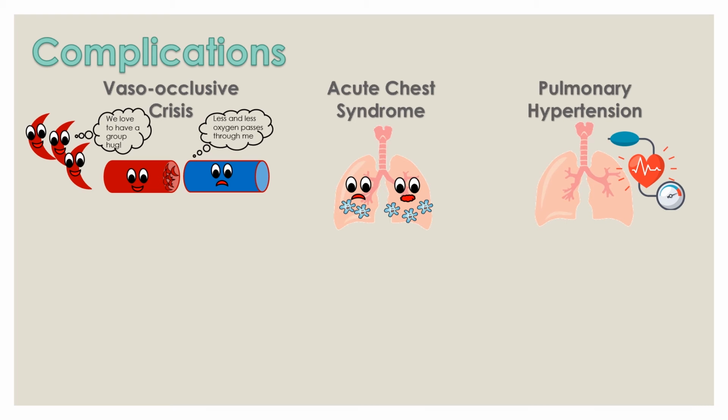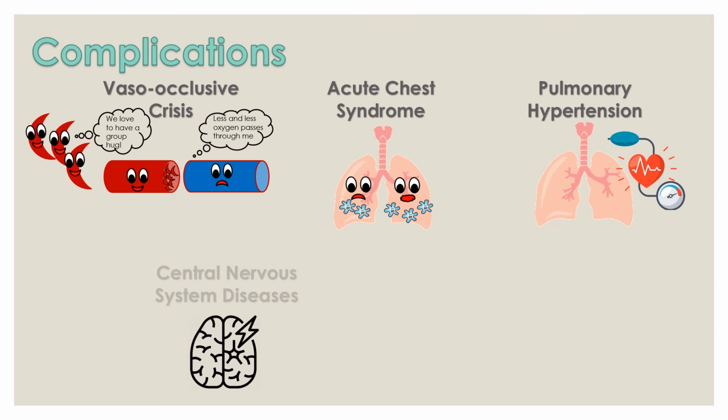Pulmonary hypertension is a condition where there is high blood pressure in the lungs due to damage in the pulmonary arteries. As mentioned earlier, sickle-shaped red blood cells form aggregates that stick to one another and form a blockage in blood vessels.